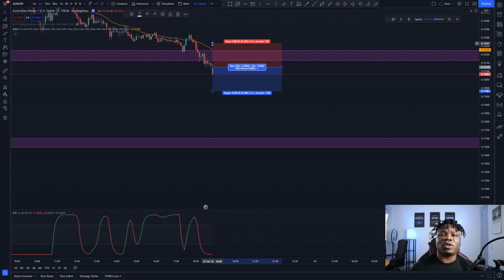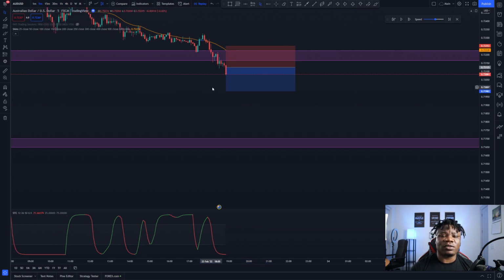Now your stop loss can be right here, right above your zone, and then you can target 2 times your risk to reward right here. Now this is going to be your first take profit, meaning if you're trying to spend $20 and you're trying to get $40 back in return.